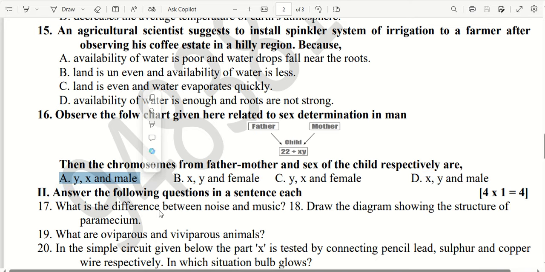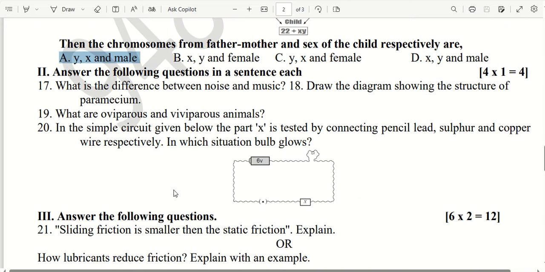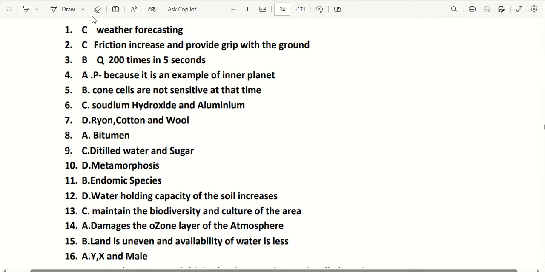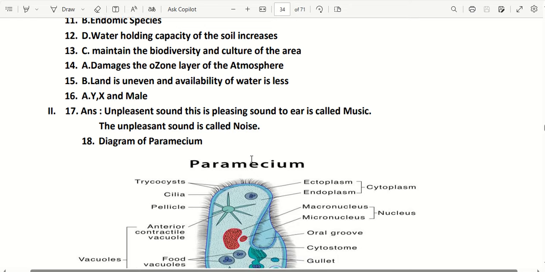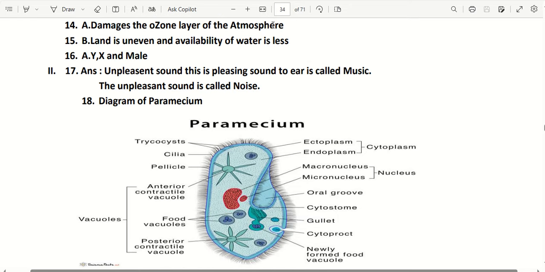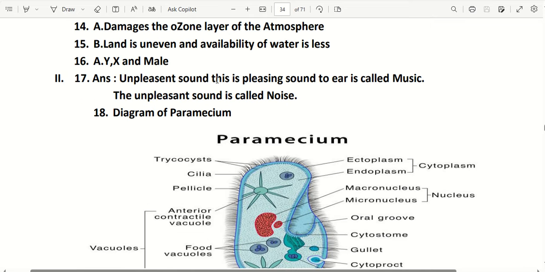Option A is correct. Answer the following questions in a sentence each. What is the difference between noise and music? Pleasing sounds to hear are called music, and the unpleasant sound is called noise.